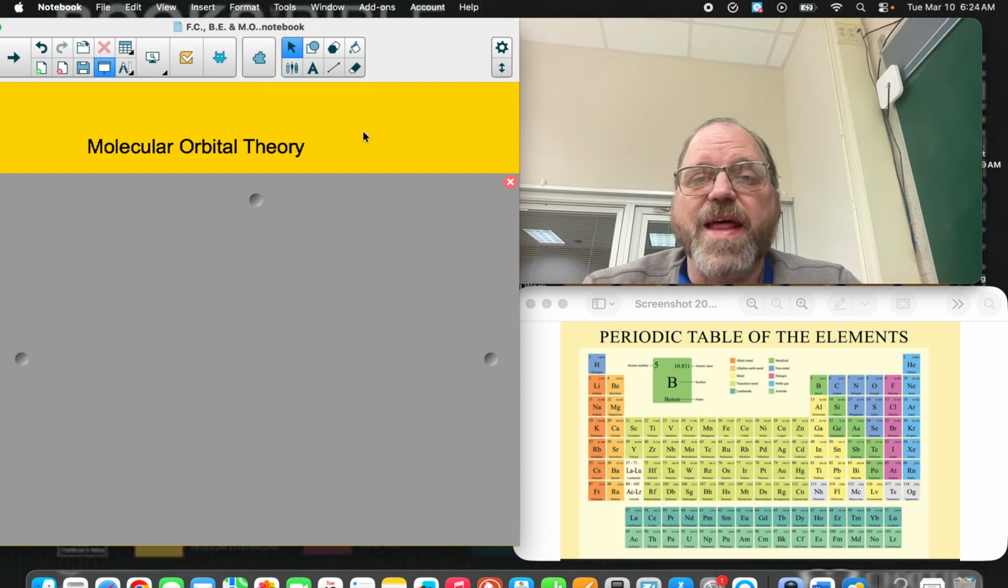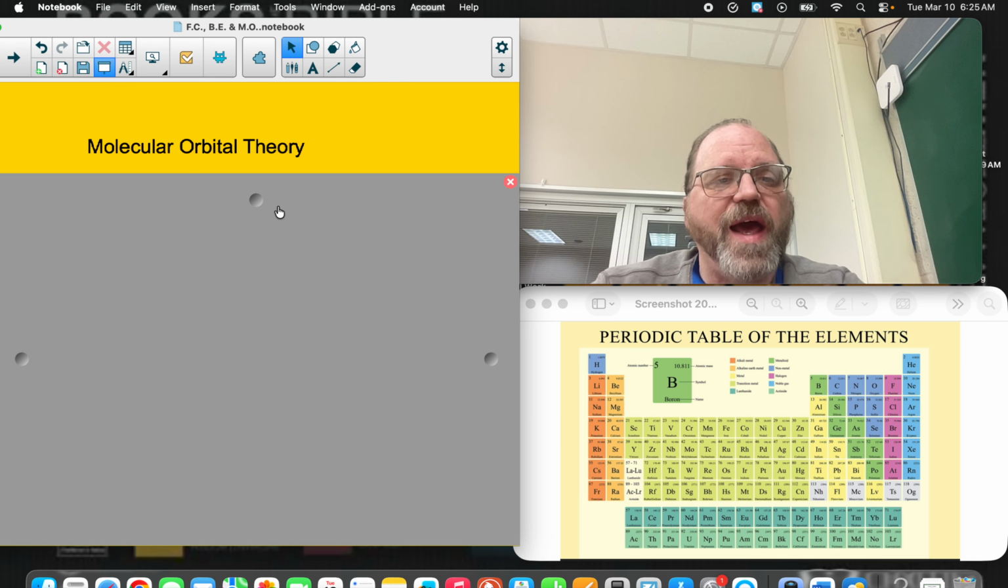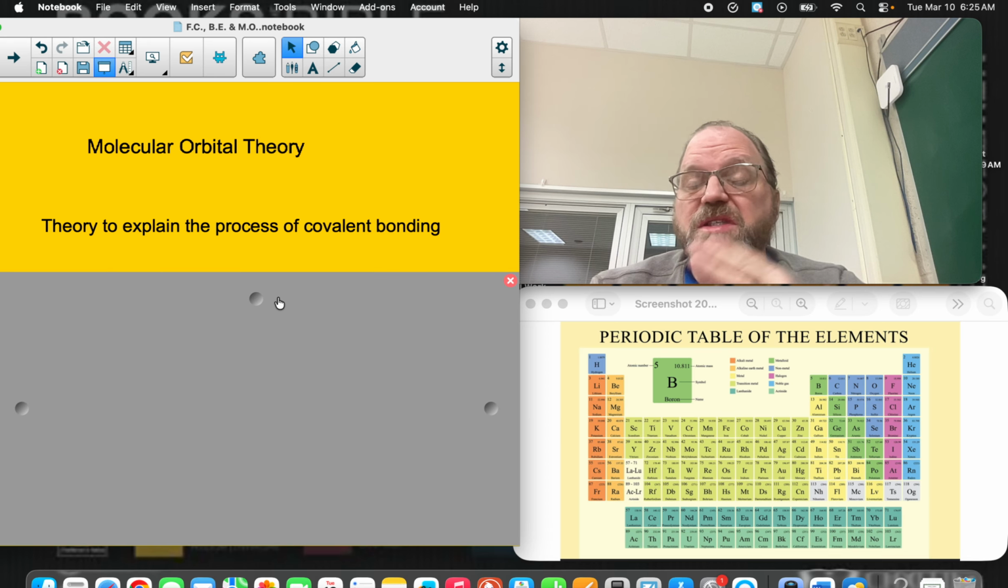We're going to look at the last concept in bonding. It's a different way of looking at covalent bonding. It's called molecular orbital theory. Molecular orbital theory is defined as the theory to explain the process of covalent bonding.